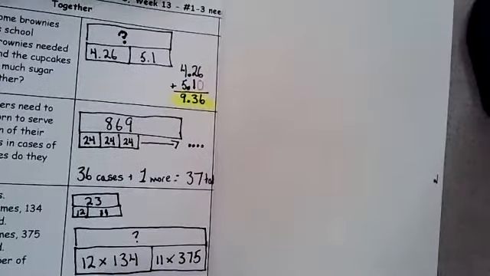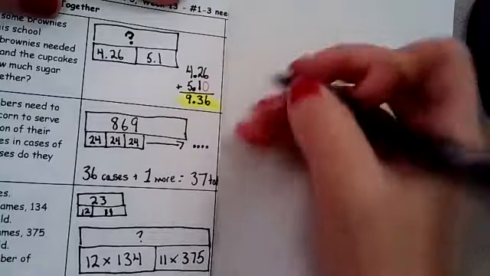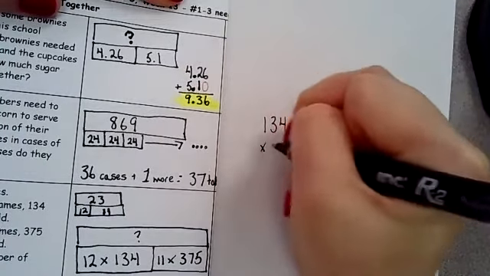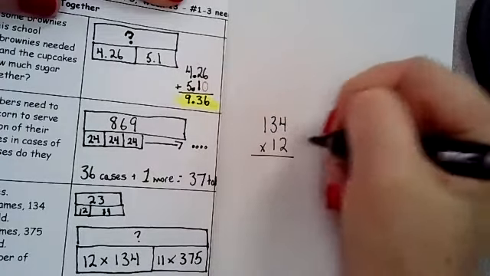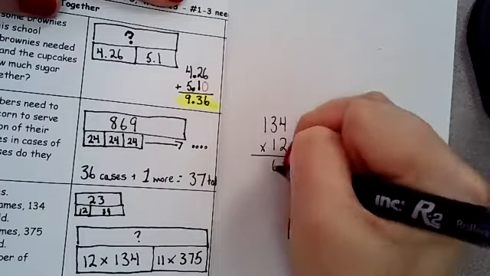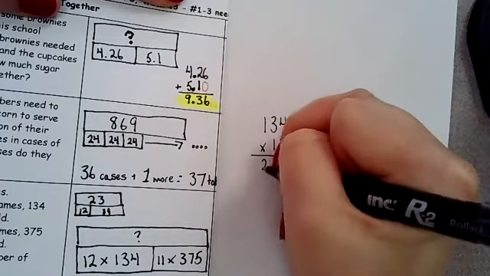So here we go. We got some math to do. I'm going to come over here. Let's do 12 times 134 first. So you've got 134 times 12. So 2 times 4 is 8. 2 times 3 is 6. 2 times 1 is 2.